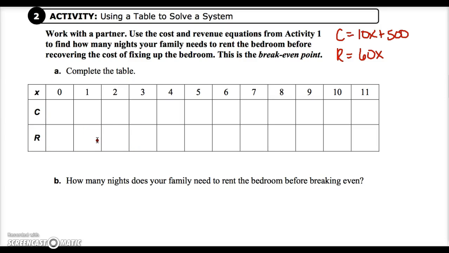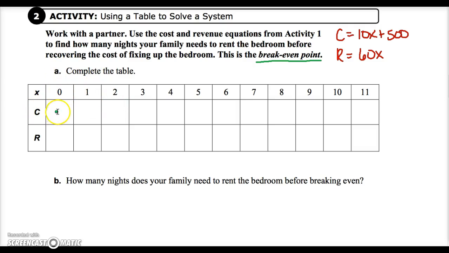So what we're going to do is we're going to fill in this table, and our entire goal of filling in this table is to figure out how many nights it is going to take your family to rent this room, rent this bed and breakfast, and then to make up the cost of what they've put into it. This is called the break-even point. Okay? At what point will they start making money off of this bed and breakfast? So what I'm going to do to fill in the table is I'm just going to use these two equations and plug in whatever x is.